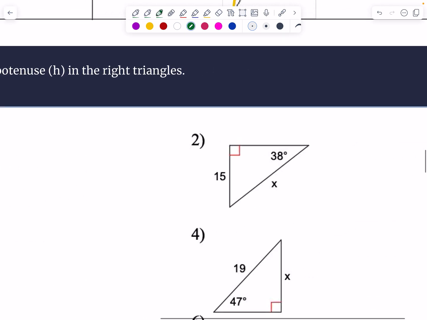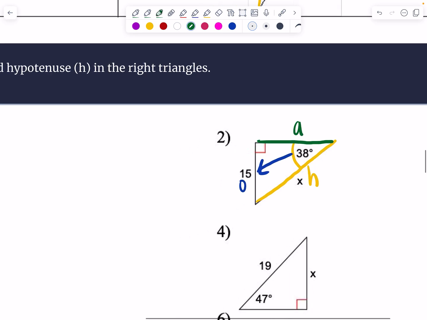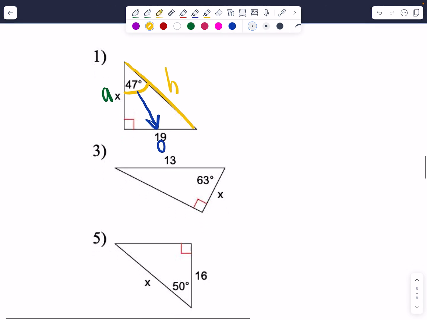Let's do that again for number 2. I'm going to label the hypotenuse first every time. So here's my hypotenuse. From the 38-degree angle, the 15 is going to be my opposite, which means that the green piece is going to be my adjacent. Okay, so let's always start with the hypotenuse. I feel like that's going to go a little bit better. Here's my hypotenuse. From the 63 degrees, what is my opposite? It's going to be this piece. So what does that leave for the last piece? The x is going to be my adjacent.